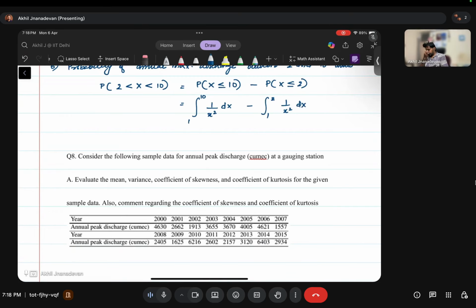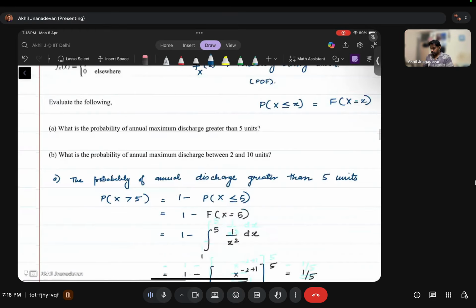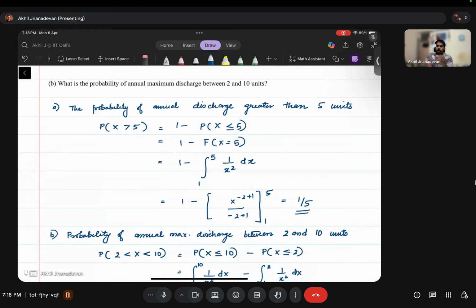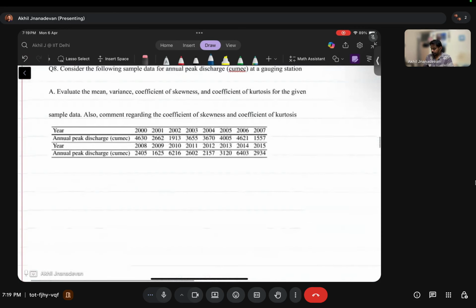So this is direct integration. You can solve this integration. The first term will be coming around 0.9 and the second term around 0.5. You can just check. It will be 0.4. That is the probability that the maximum annual discharge will be between 2 and 10 units, coming out to be 0.4. Okay, so I hope it is clear. This is a question where we introduce PDFs, that is, probability density function. Okay, so we can move on to the eighth question.